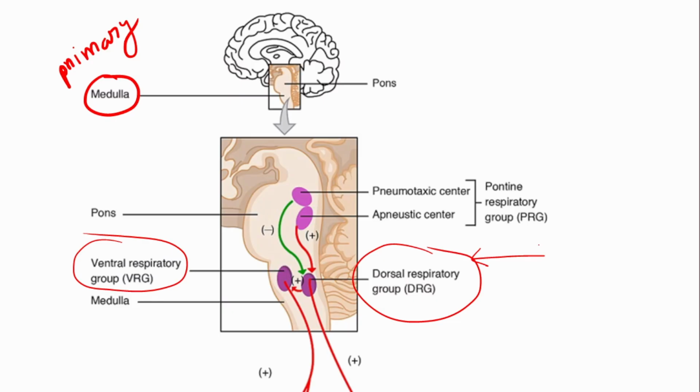I will tell you what you need to remember for the exam when we review the slide. But for a proper cohesive understanding, you need to know the full picture. The DRG, or dorsal respiratory group, is the principal engine that drives inspiration. When the pacemaker fires, neurons inside the DRG light up and send excitatory somatic motor commands down the spinal cord.